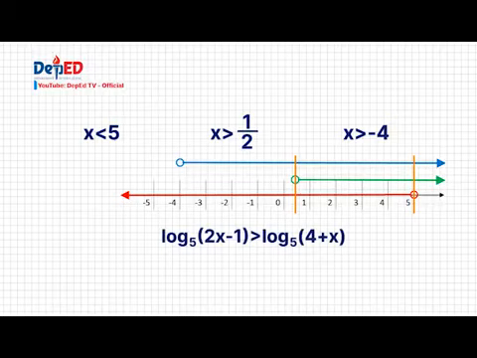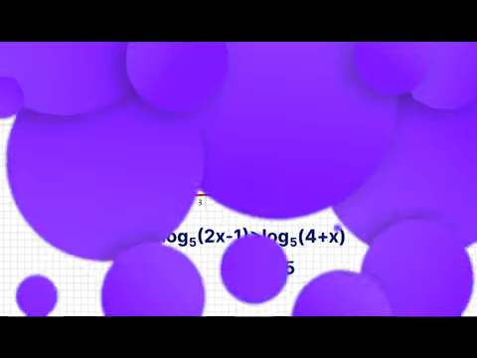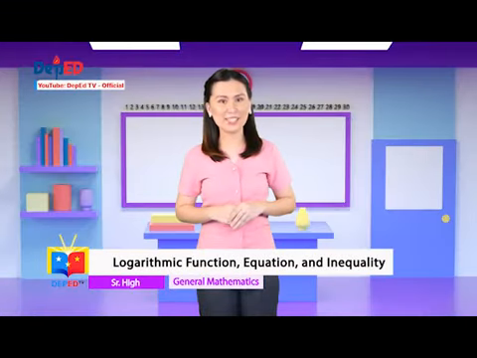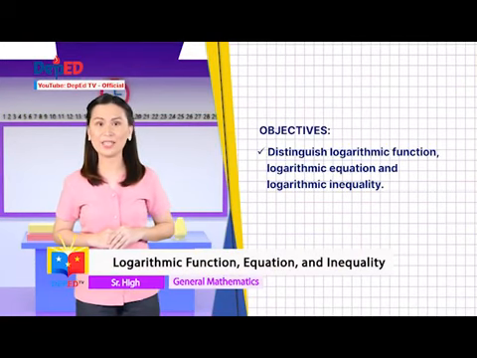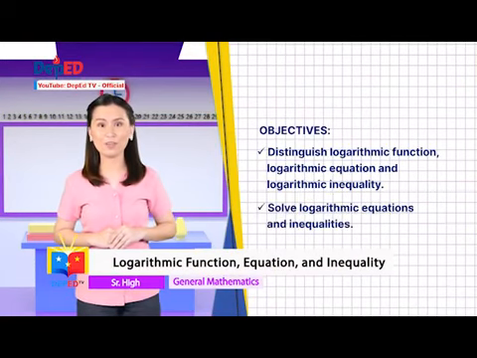The logarithm of the quantity 2x minus 1 with the base 5 is less than the logarithm of the quantity 4 plus x with the base 5. Thus, x is greater than positive 1/2 but less than positive 5. You can check values of x using your calculator. Good job! We were able to distinguish logarithmic function, logarithmic equation, and logarithmic inequality, and solve logarithmic equations and inequalities.